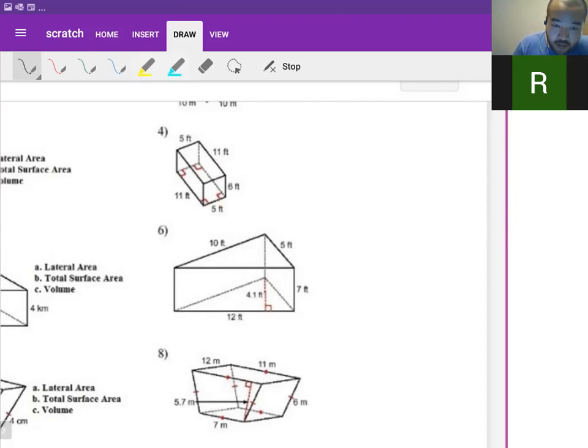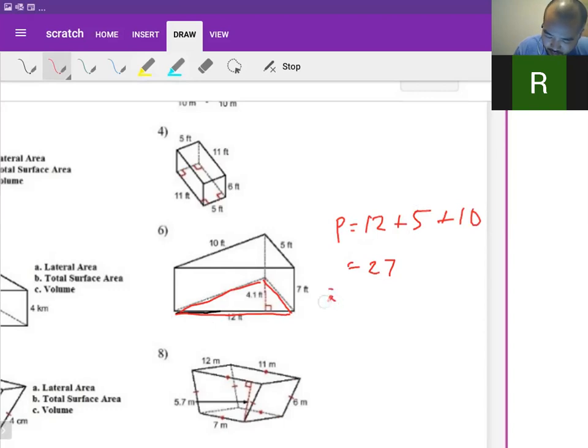Okay. So the perimeter, you have 12 here. So that's 12. Perimeter is 12 plus, this is 5 here, plus this is 10 here. So 12 plus 5 plus 10, that's 17. 27 is the perimeter. So for the lateral area, part A, it's 27 times 7. 27 times 7. Lateral area is 189.